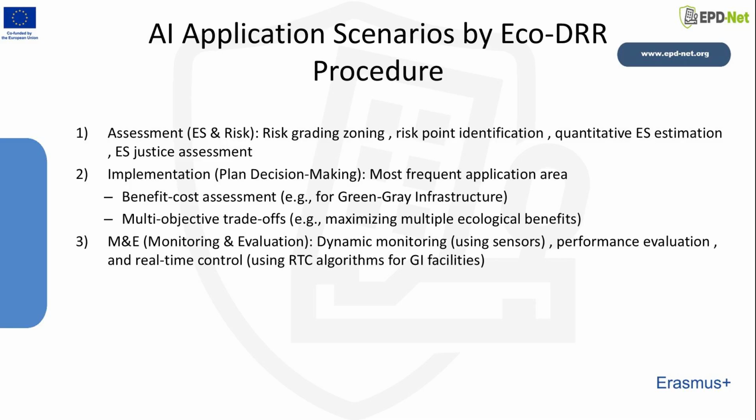distributed equitably. Next is implementation, which is the most frequent application area for AI. Here, AI focuses on decision-making through optimization. Key applications include benefit cost assessment for projects like green-gray infrastructure, maximizing cost effectiveness. AI also manages complex multi-objective trade-offs, ensuring solutions maximize multiple ecological benefits simultaneously.